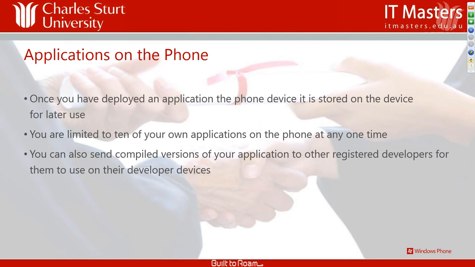If you want to forcibly uninstall and reinstall, you can do a rebuild within Visual Studio, and that will clean out, or effectively uninstall, the application and reinstall it. Just note that you are limited to sideloading or deploying by Visual Studio or the application deployment tool just 10 applications on a phone at any one time. So if you get to that threshold, you simply need to uninstall one of the developer applications you've got and then reinstall the next application.